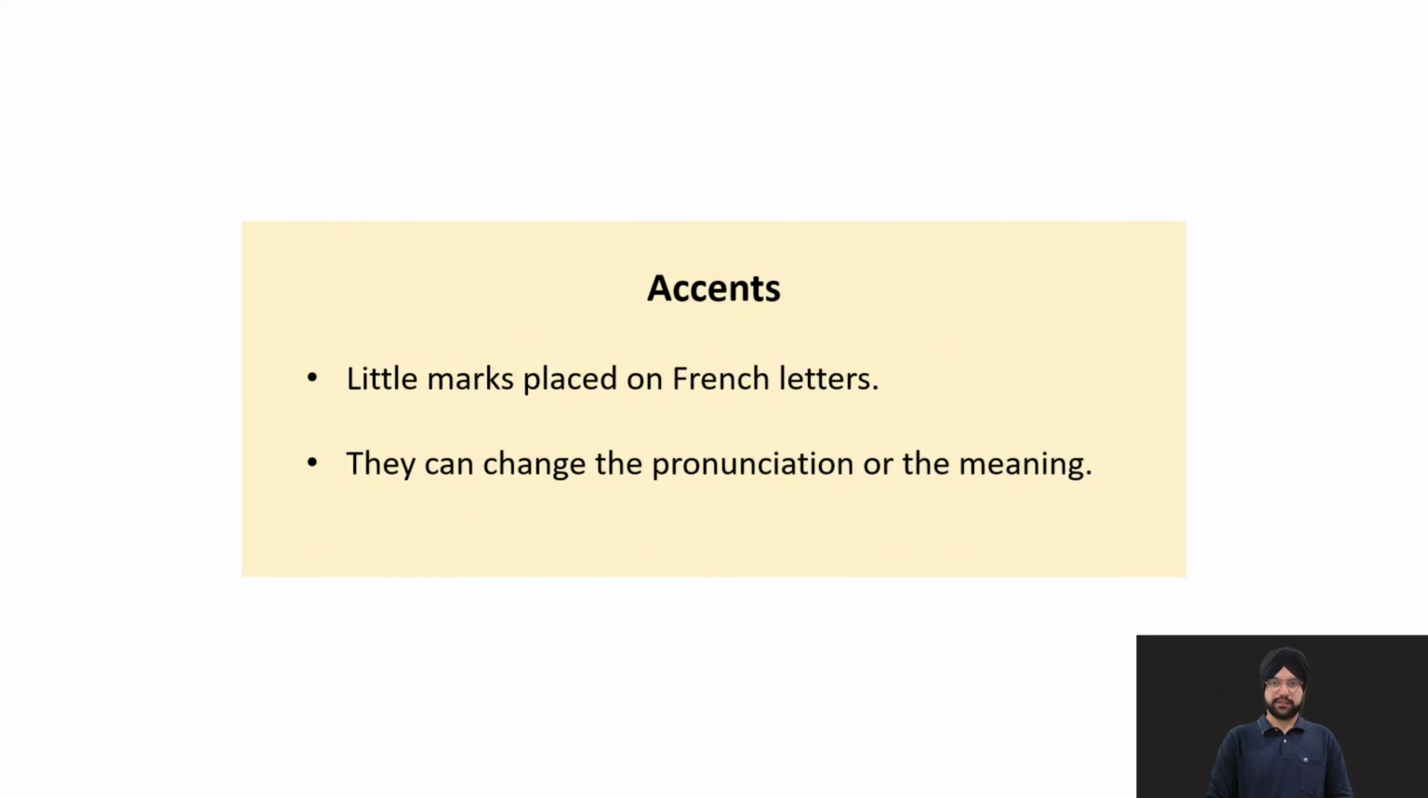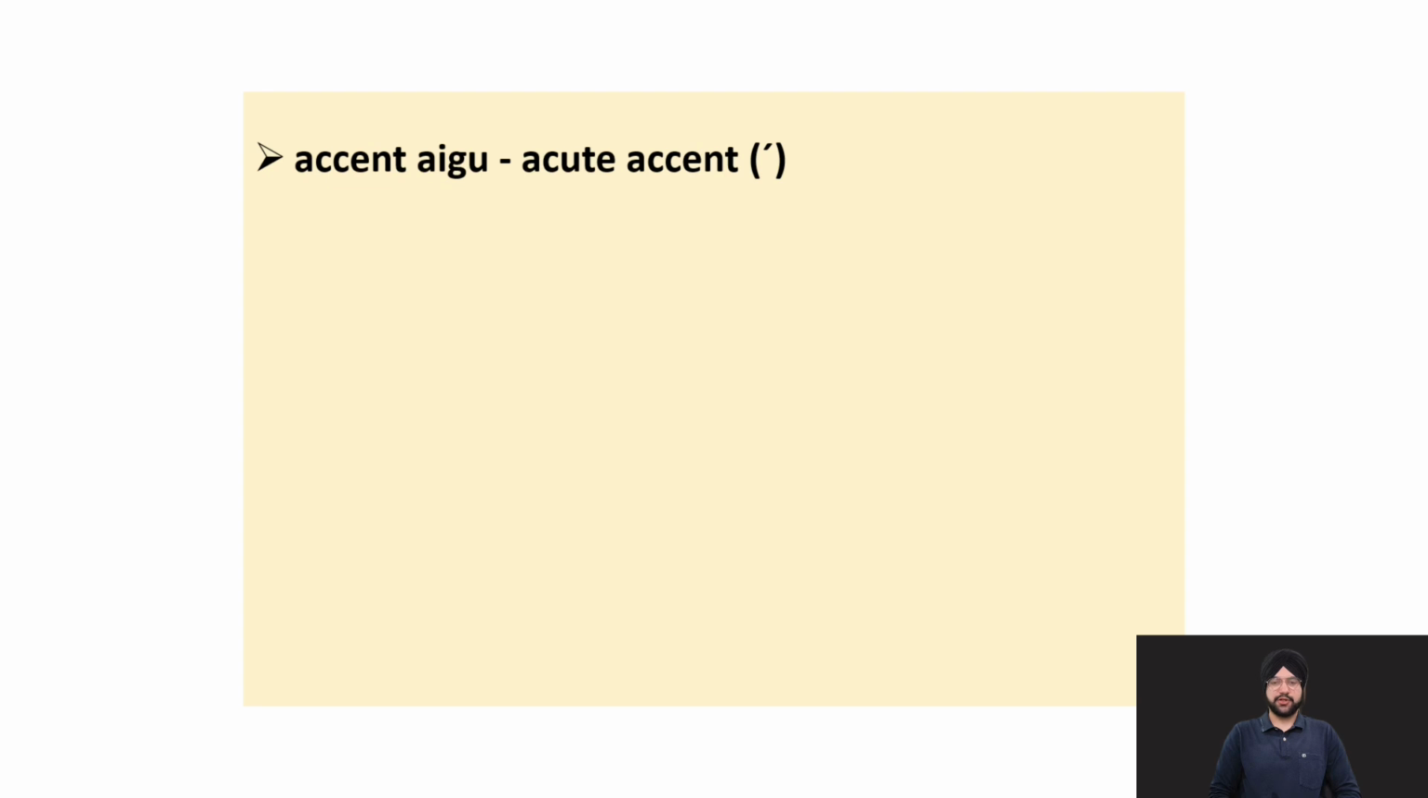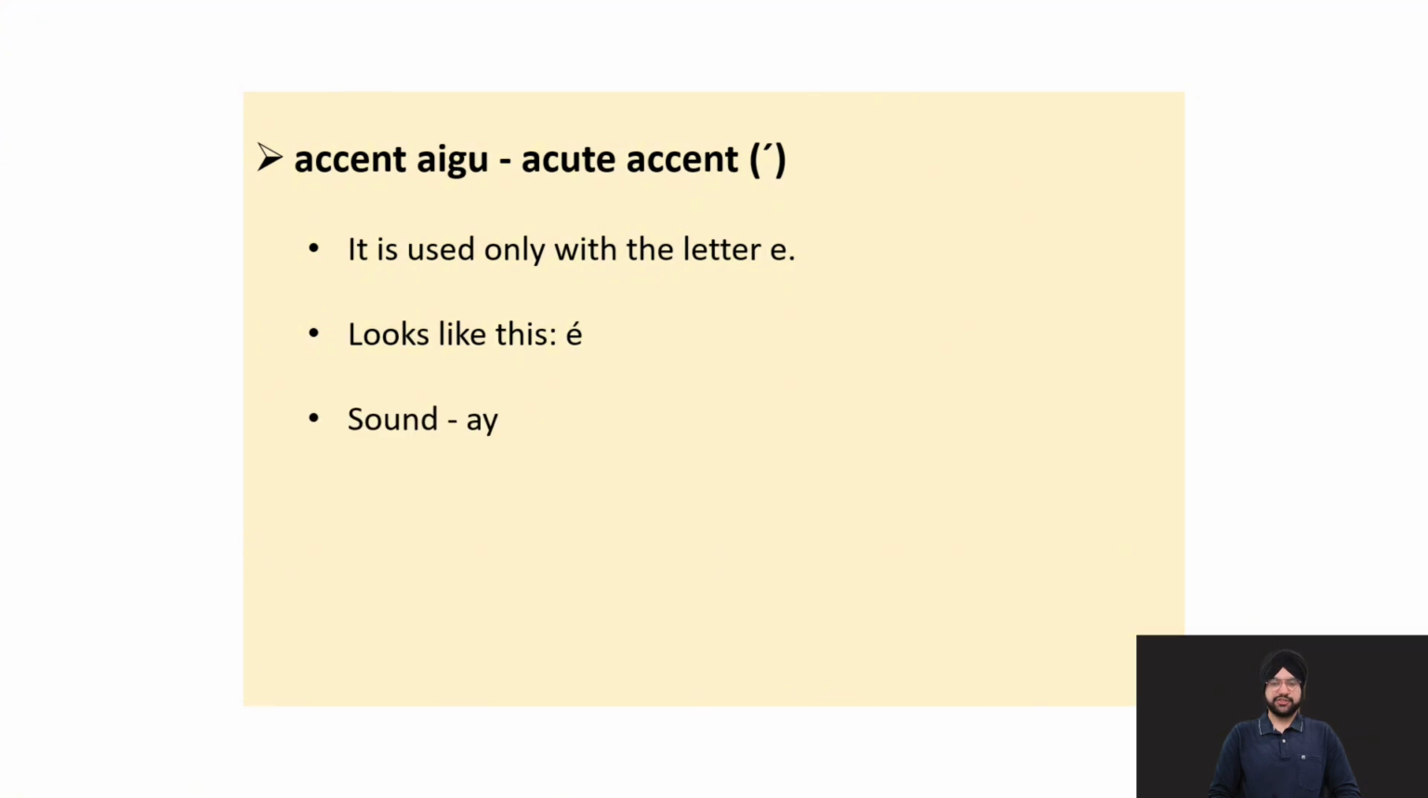Let's look at the first one. It is accent aigu or the acute accent. The symbol for this accent goes up to the right like a forward tilt. It is only used with the letter E, and the letter E after its usage looks like this. The sound produced is A, just like the word say in English.